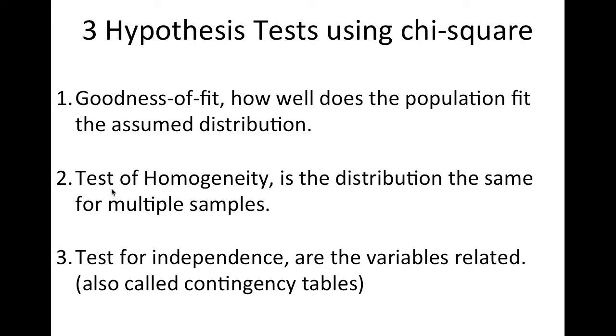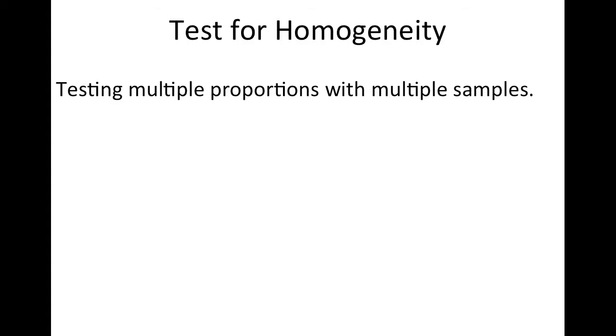So what we're looking at first is going to be the test of homogeneity, and that is looking at different samples, multiple samples. And that's important because when you take your individuals to be a part of your study, you know what you're looking for. You're not just randomly selecting people. You are selecting people from certain subgroups. So for this one, we are testing multiple proportions with multiple samples.